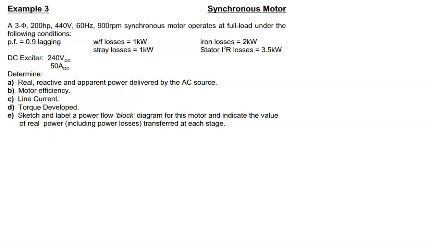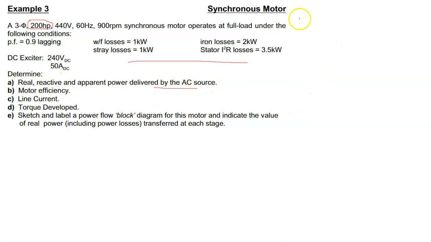And so I'm going to go ahead and do the calculations before I put in the block diagram of the power flow through the motor. But again, you've got your values here, all your losses are listed, and we'll use this value here for power out. And so the power flow through the motor gets you through the calculations. Okay, so part A, real, reactive and apparent power delivered by the AC source. And so we've got to work that out, right?